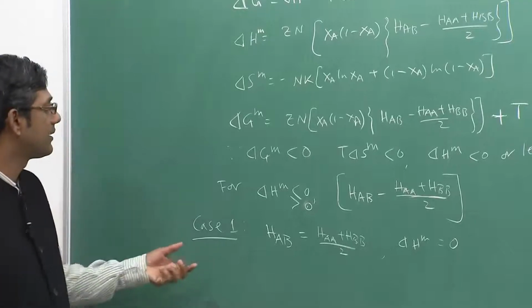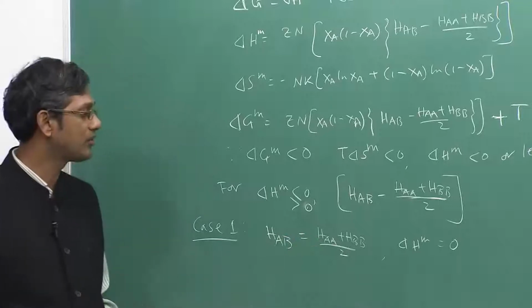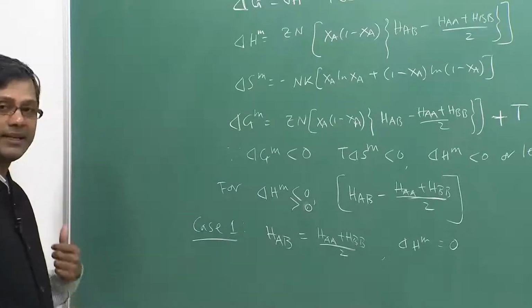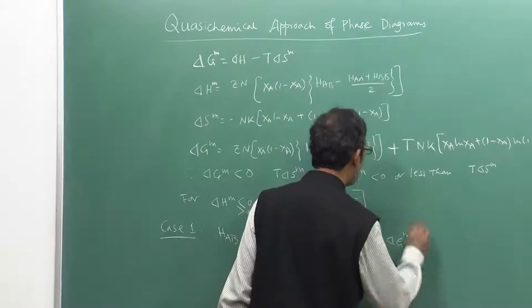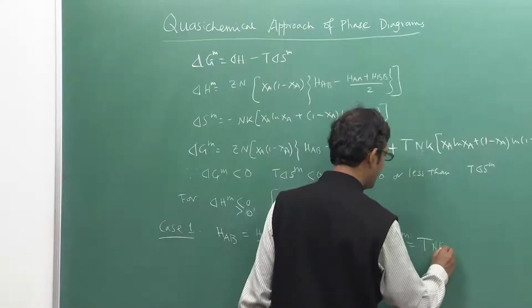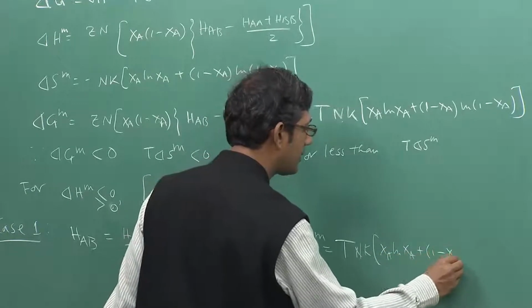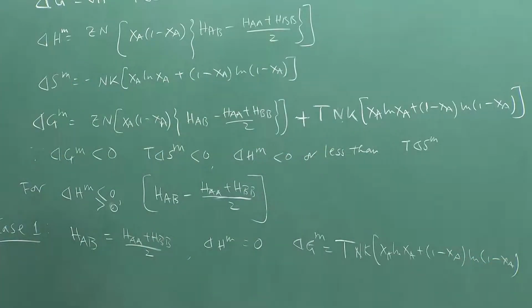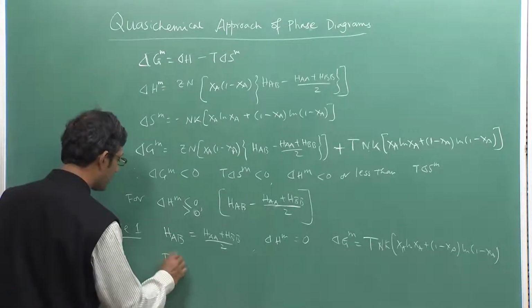So the first case: if the enthalpy of the dissimilar bonds is equal to the average enthalpy of the similar bonds, delta Hm will be equal to 0. If delta Hm is equal to 0, then delta Gm is nothing but this term, T n k [Xa log Xa plus (1 minus Xa) log (1 minus Xa)], and this is always negative, always negative. So for that case, this is the case of an ideal solution.